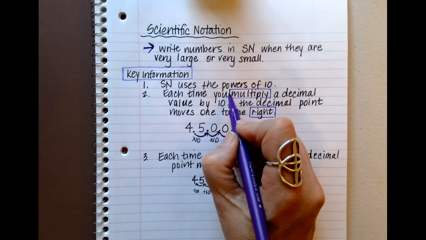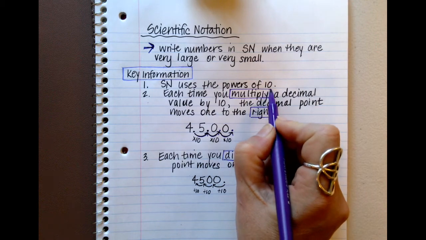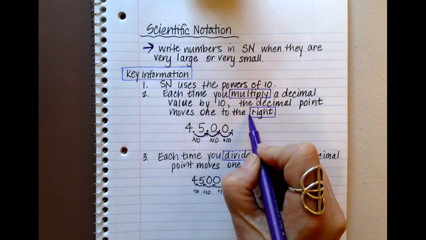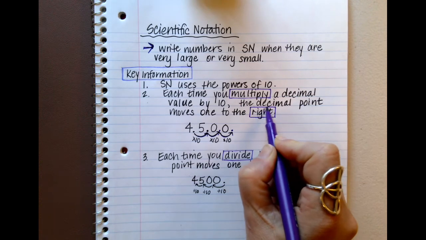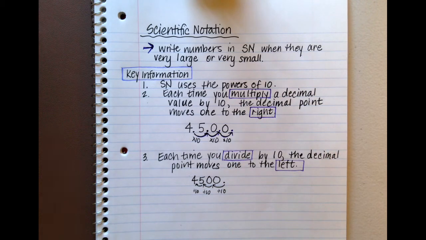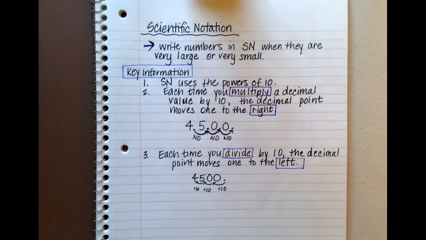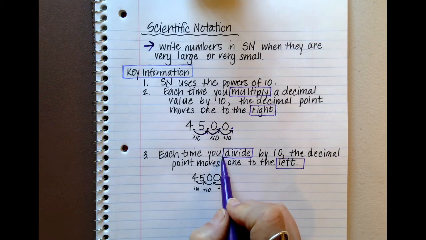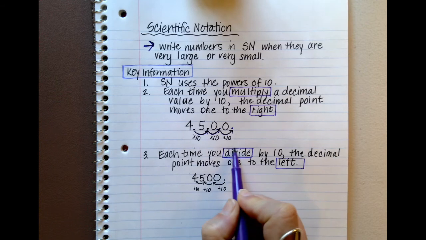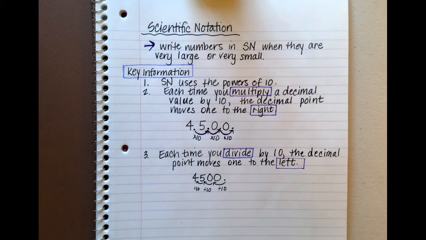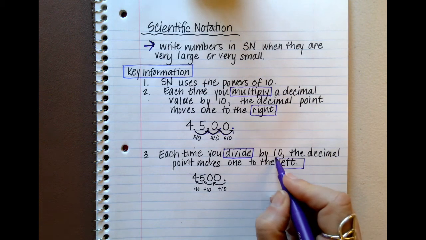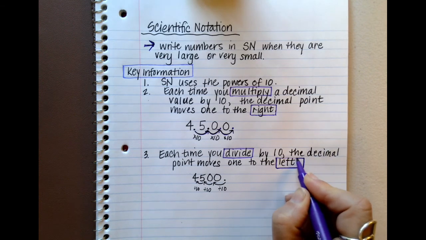Notice that I put a box around the word multiply, and then I put a box around the word right, because I want to connect those two in my mind. The second piece of key information is the opposite of what we just said. So every time I divide, again, I'm going to put a box around that. Every single time I divide by 10, the opposite is going to happen, and I'm actually going to move that decimal point to the left one place.